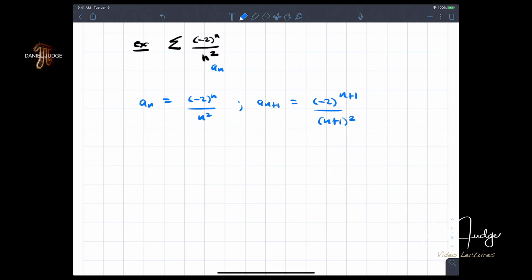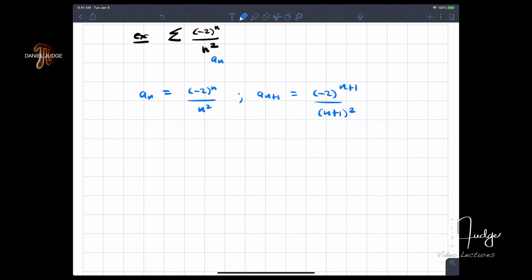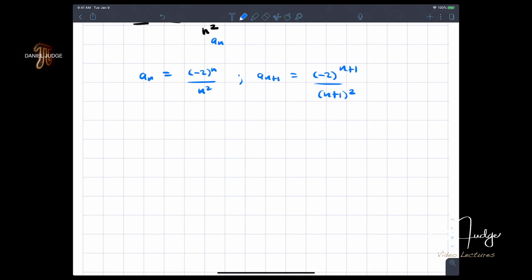Anyway, here's an example that doesn't have factorial, and hopefully I'll get to some that do. But if I don't, I'm going to give you guys again more examples online. So that's my goal. Give you more examples because people appreciate them.